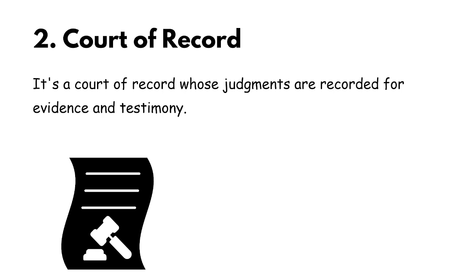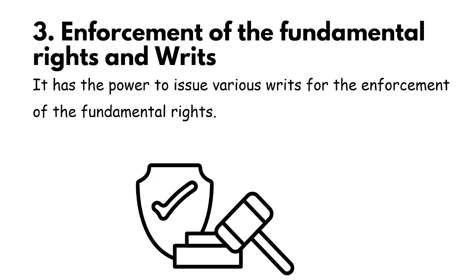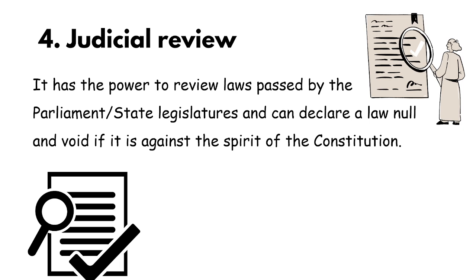Second, court of record. It is a court of record whose judgments are recorded for evidence and testimony. Third, enforcement of the fundamental rights and writs. It has the power to issue various writs for the enforcement of the fundamental rights. Judicial review. It has the power to review the laws that are passed by Parliament or state legislatures and can declare a law null and void if it is against the spirit of the Constitution.